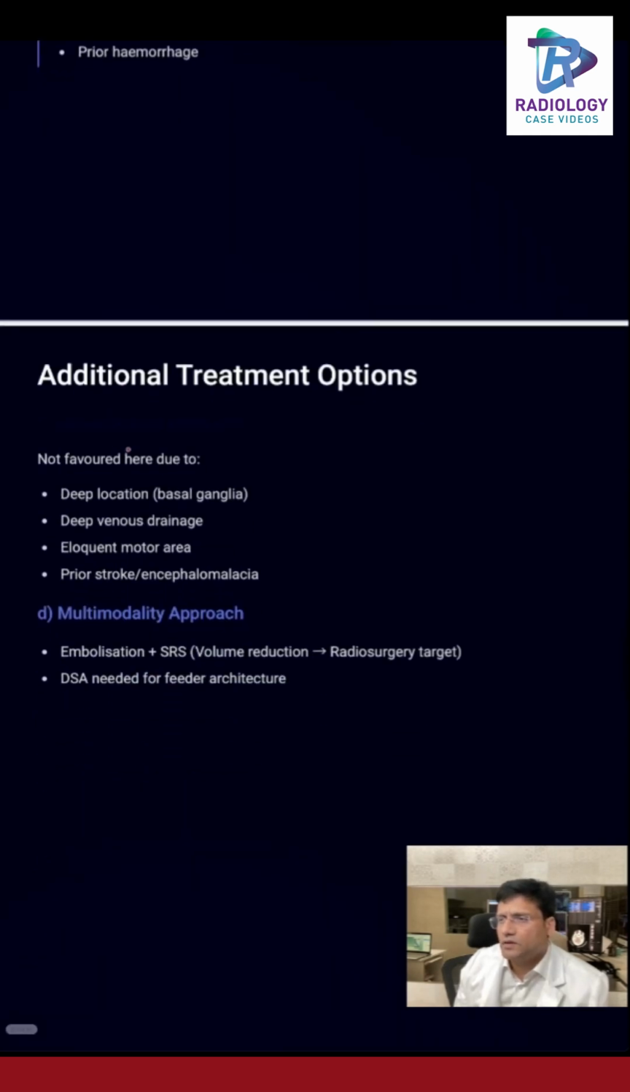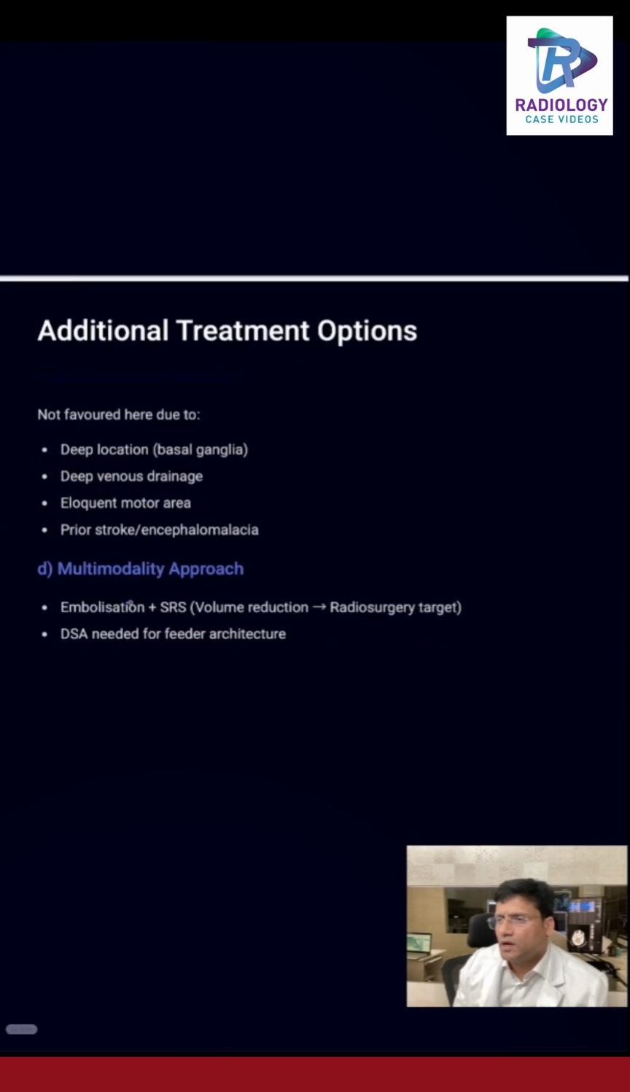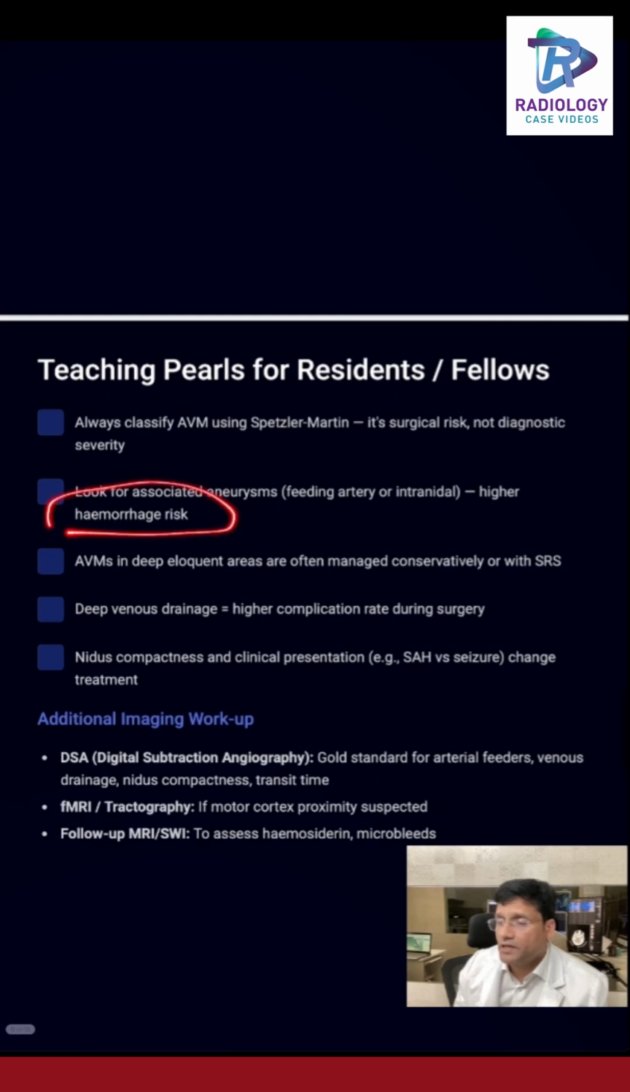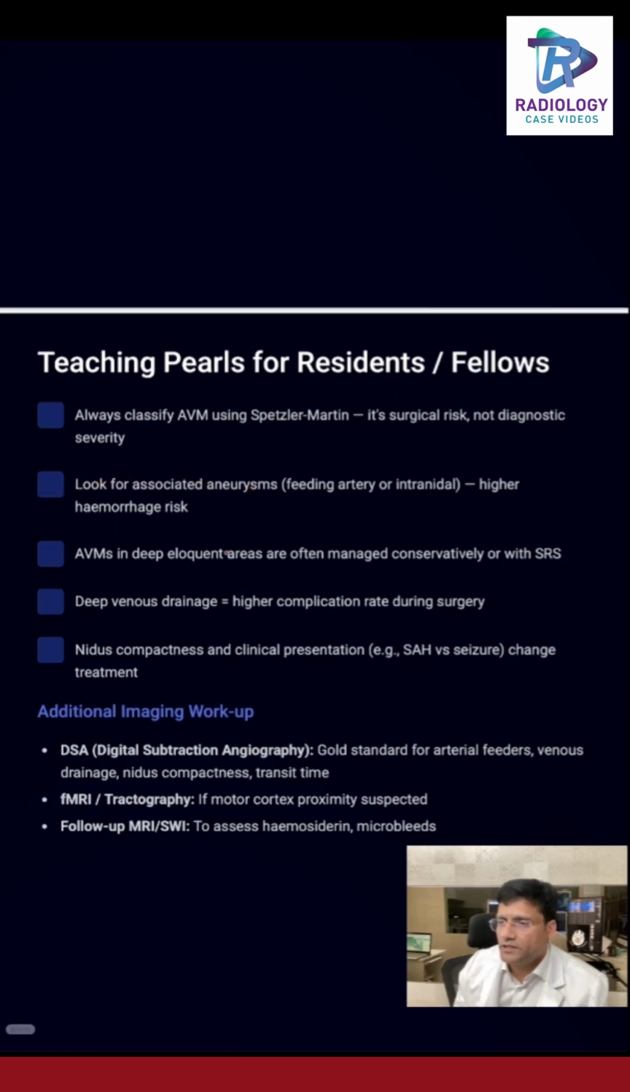Additional treatment options are not favored because of the deep location, deep venous drainage, eloquent motor area, and also the prior stroke. Ultimately, my teaching pearls for this case are: always classify AVM using Spetzler-Martin grading. It is a surgical risk, not a diagnostic severity. Look for associated aneurysms, feeding artery and intranidal aneurysms, because they carry more hemorrhagic risk. So you can alert the physician when to take a decision.